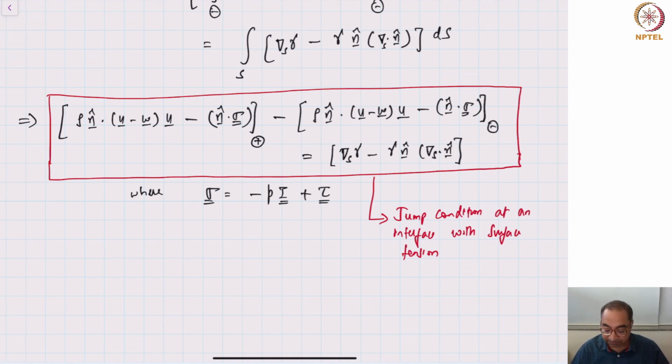So I hope you've seen how adding surface tension brings a new term into this jump condition. And if surface tension is exactly equal to 0, I would like you to go back and verify that this expression we have derived exactly matches what we did earlier, where we did not have surface tension.